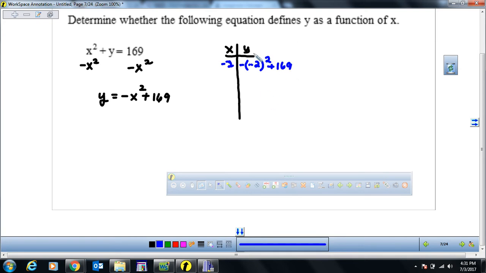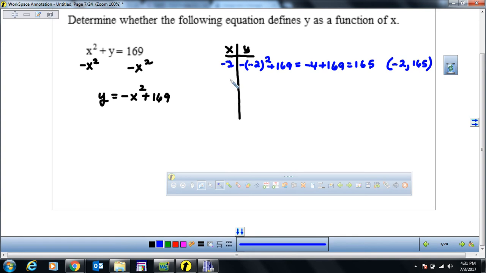And then check that out. What is that going to give me? Negative 2 squared is going to be 4, times a negative, it's a negative 4. Plus 169 is 165. So what do you see? That when x is equal to negative 2, y is equal to 165. And that's the only value. So this value of x has only one y.